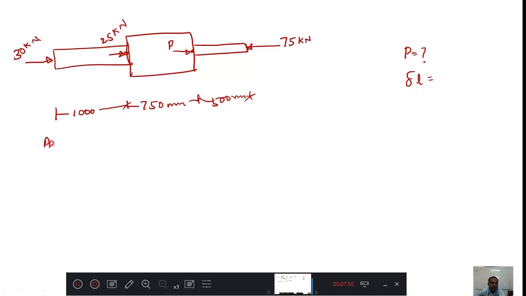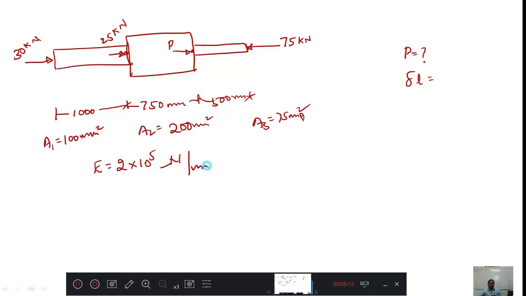And here I will give A1 is 100 mm square, A2 is 200 mm square, and A3 is 75 mm square. Okay, now Young's modulus is 2 into 10 raised to 5 Newton per mm square. Take this as homework and solve it and send it in the WhatsApp group.